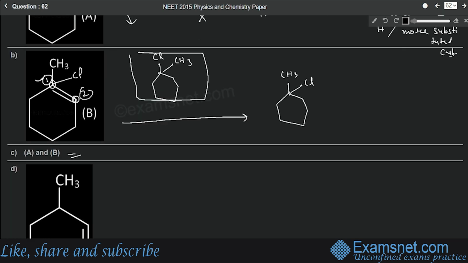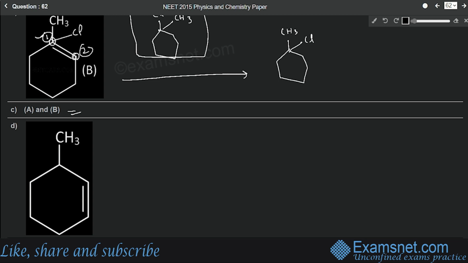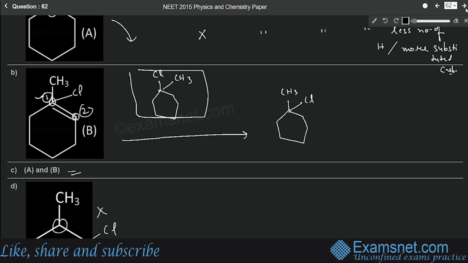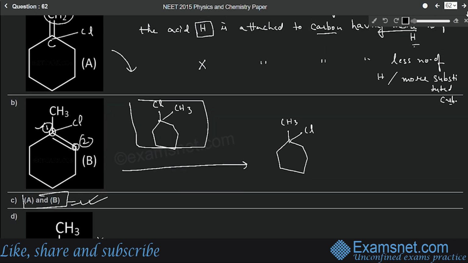Let's check the last option. Here the double bond is present at this location. So this is a symmetric alkene. Both the carbons are having the same number of hydrogens. This is not asymmetric. Also, if the chloride group gets attached to this position or this position, either way, it is not giving the desired product, because in the desired product we have to have chlorine at the first carbon only. So D is not possible. Only the first and second options are correct. That means option number C, A and B both. This will be the correct answer.